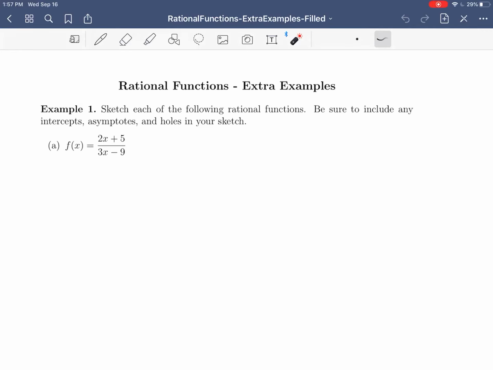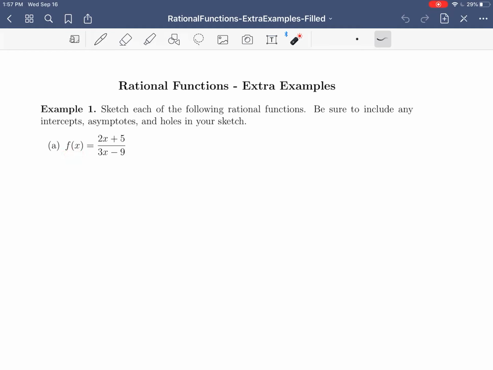In this video, we're going to do some extra examples on rational functions. So those are polynomials divided by polynomials. We want to make sure to include the intercepts, the asymptotes, and any holes that are present. Okay, so we're going to start with this function here.